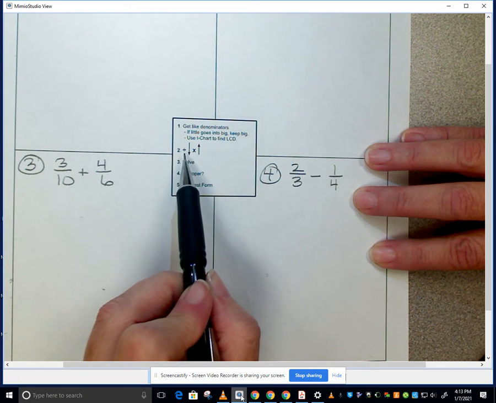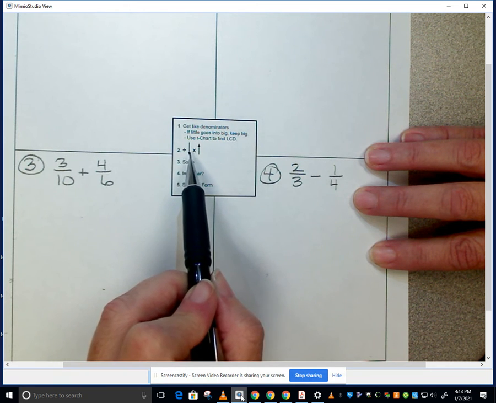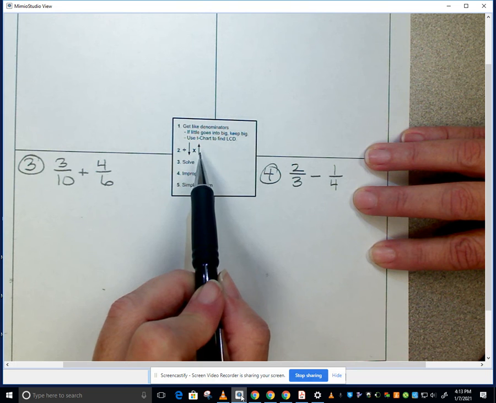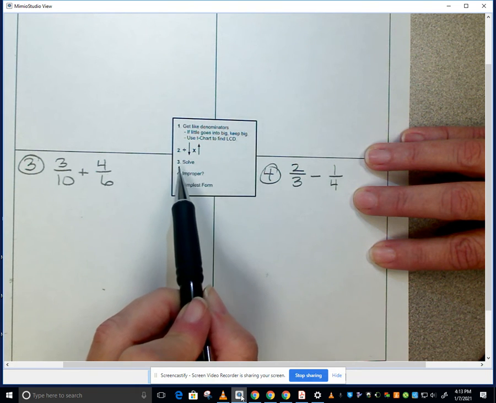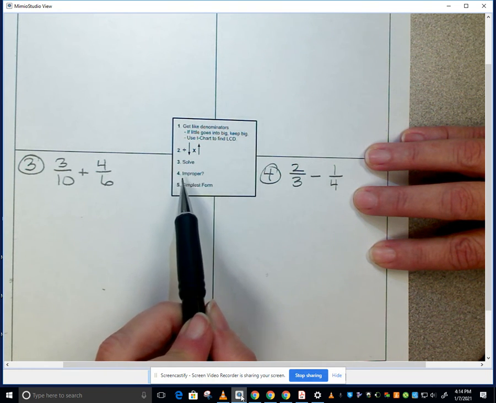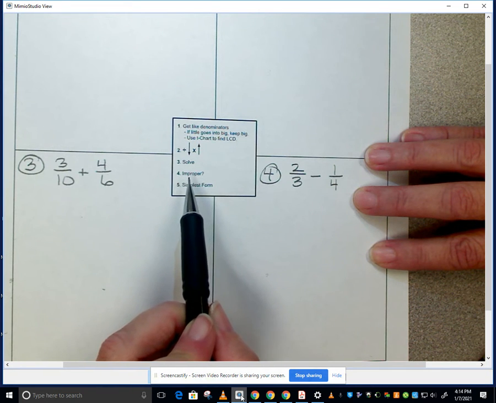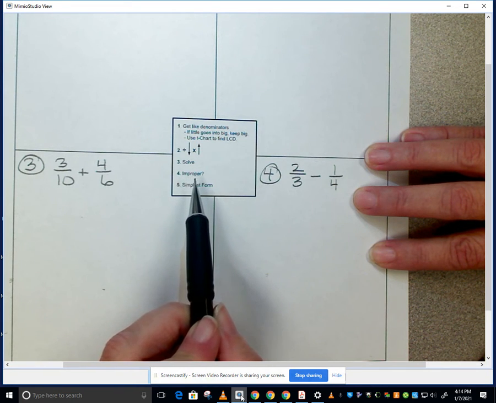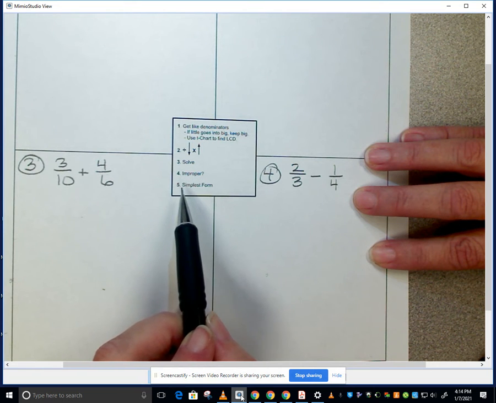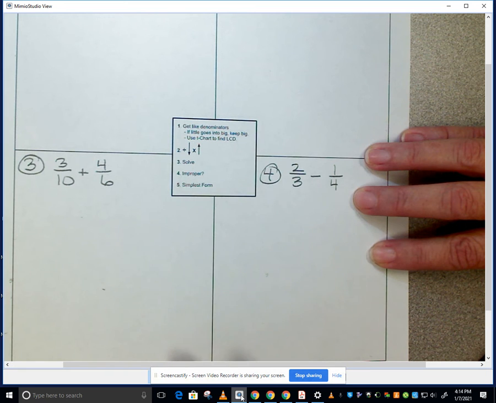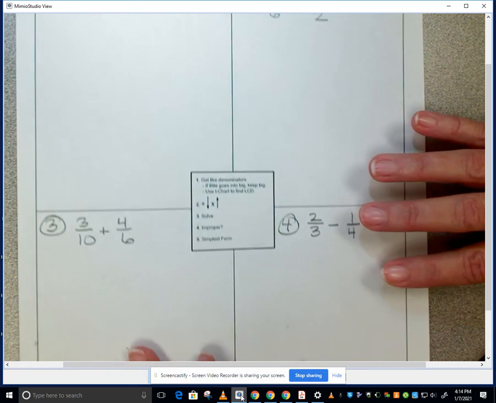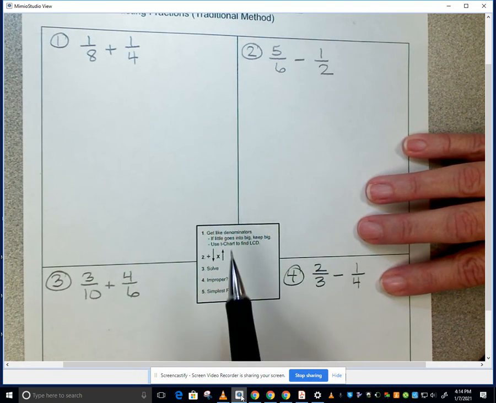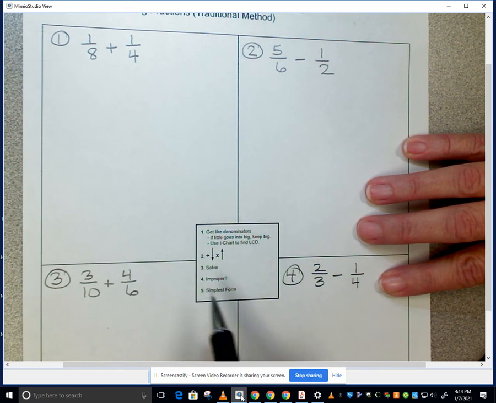Number 2 says we're going to divide down and multiply up. Number 3, solve. Number 4, we're going to ask ourselves, is this an improper fraction? And if it is, you know we have to fix it by dividing. And then number 5, of course, is the fraction in simplest form. So let's start with number 1, and I will try to keep these steps visible so that you'll see what I'm looking at.